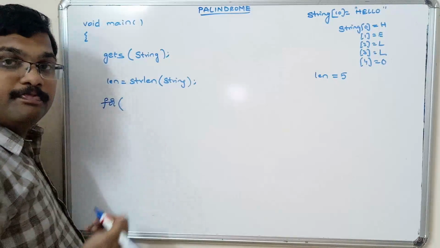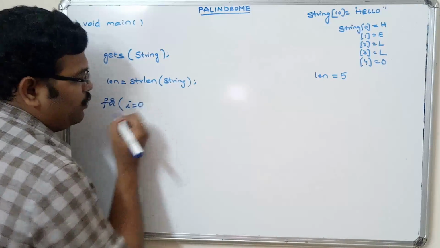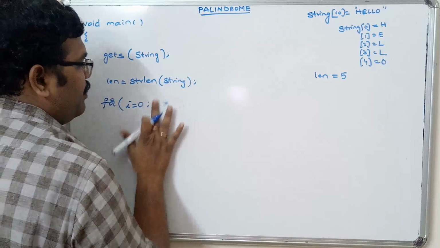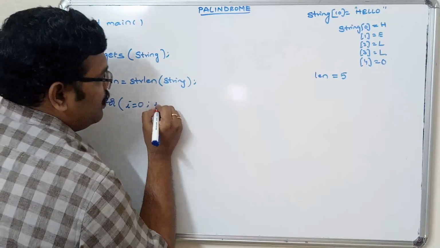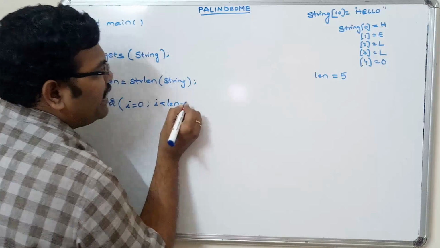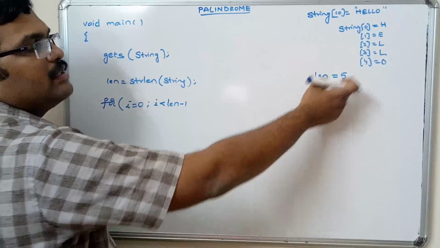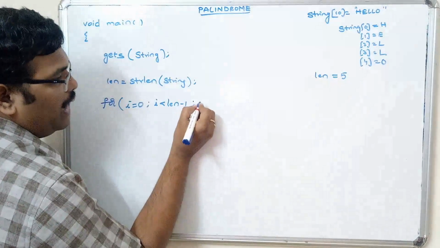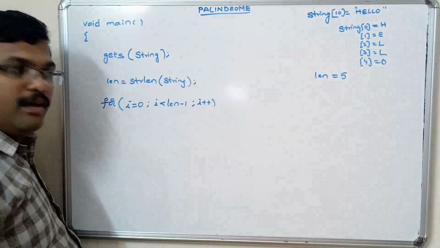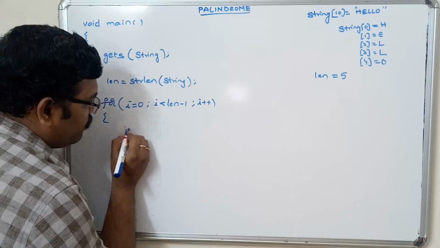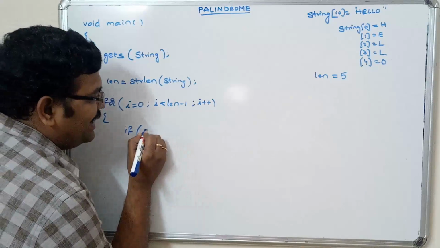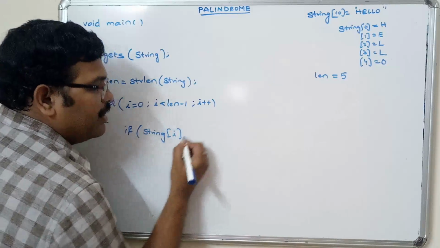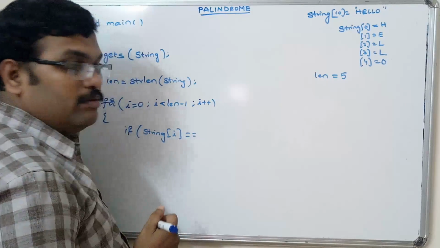For i is equal to 0, i less than length minus 1. So 5 characters, that is up to index value 4. i plus plus, we have to repeat. What we have to repeat? We have to compare each character of the string.